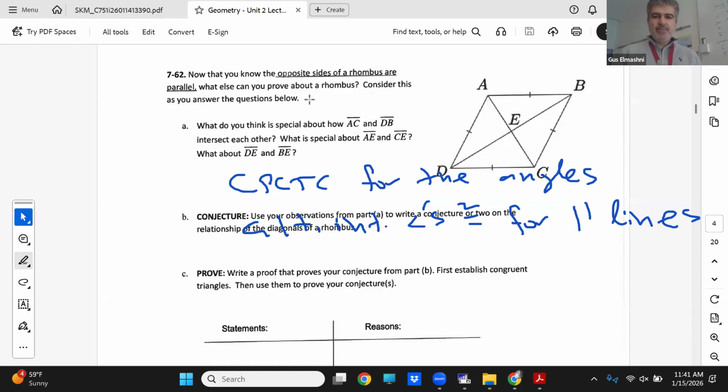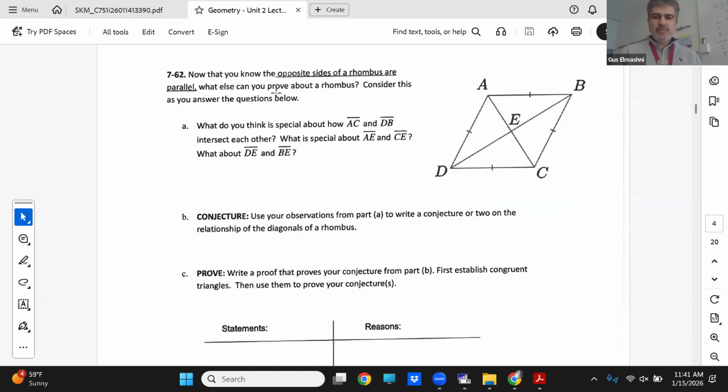Now that you know the opposite sides of the rhombus are parallel, what else can we prove about a rhombus? Consider this as the answer to the question below. So here's what we're going to say: the diagonals bisect each other. So I'm already giving the conclusion. Spoiler, I'm already telling you what's going to happen, but let's figure out how that happens.